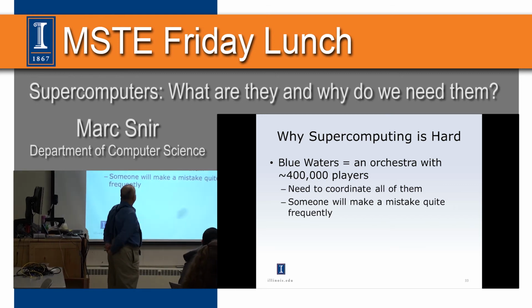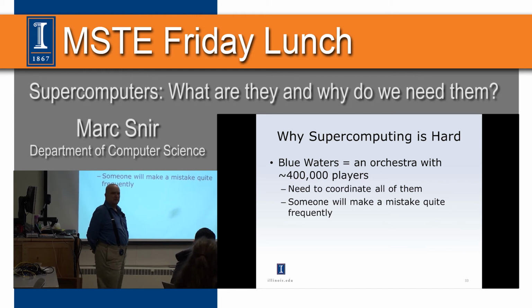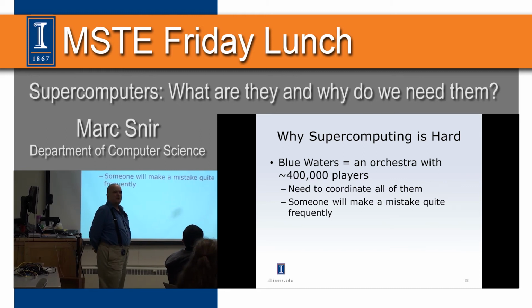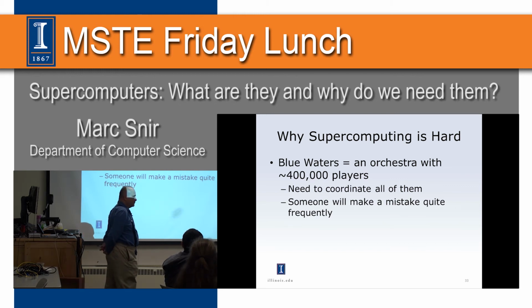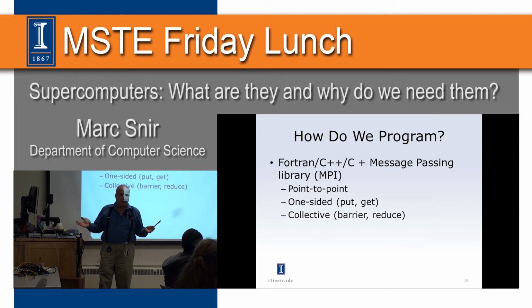Why is supercomputing hard? Well, think of an orchestra with 400,000 players. That's a supercomputer. And it's somewhat hard to coordinate all of them. And one of them breaks down all the time. How do you cope with that? How do we program them?